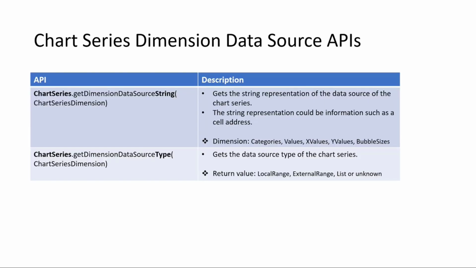Just doing a little bit of a deeper dive into these data source APIs. There's a set of two: get the string and get the type. This will let you get the address or table name or other label of the data source as well as the type, so your add-in can act appropriately. So for the chart series here, you can see if it's a local range or a list, and then act accordingly based on that information.